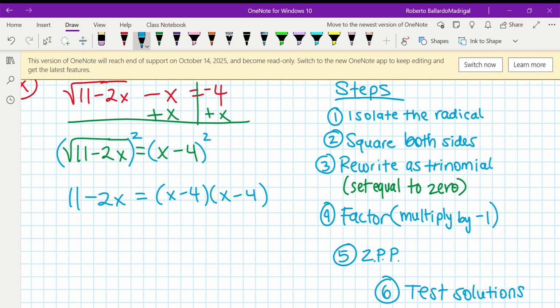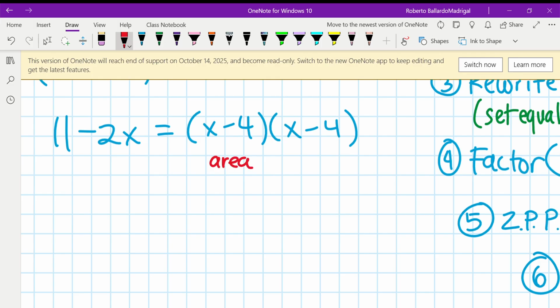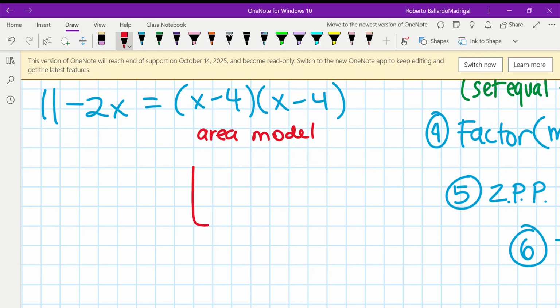There's a little bit of an issue with that. Because I can't just multiply x with x and negative 4 with negative 4. For this, I have to use an area model. So I have to use an area model. All right. So we'll go ahead and throw that into an area model real quick. X minus 4, x minus 4. Fill that out, please. Fill out that area model. Should take you a few minutes.